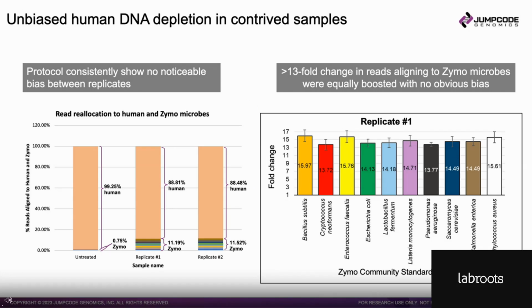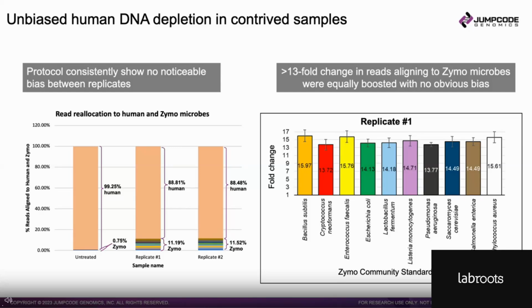I will now be showing us the read reallocation metrics from our contrived sample experiment. To the left is a graph of reads aligned to human and Zymo genomes before and after depletion. Here, the y-axis is percent reads aligned to human and Zymo microbial genome in untreated and Jumpcode's CRISPRclean treated samples. The x-axis represents the samples tested. The first bar to the left is the untreated sample and has 99.25% of reads aligned to human genome, while 0.75% of reads are aligned to Zymo microbial genome.